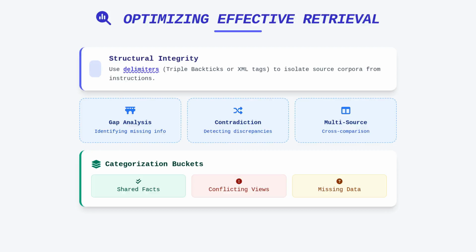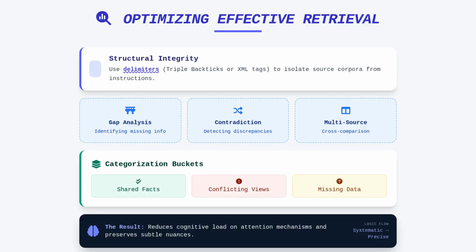For instance, you might instruct the model to identify any discrepancy between a statement in a technical document and an internal policy memo contained within the same prompt. By assigning specific roles to these inputs, you provide a clear roadmap for the model to follow during its logical traversal of the text. This systematic approach reduces the cognitive load on the attention mechanism, allowing it to preserve the subtle nuances that a looser, more conversational prompt would likely ignore.